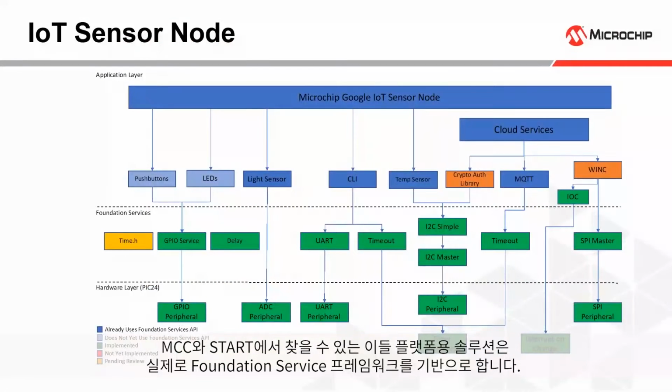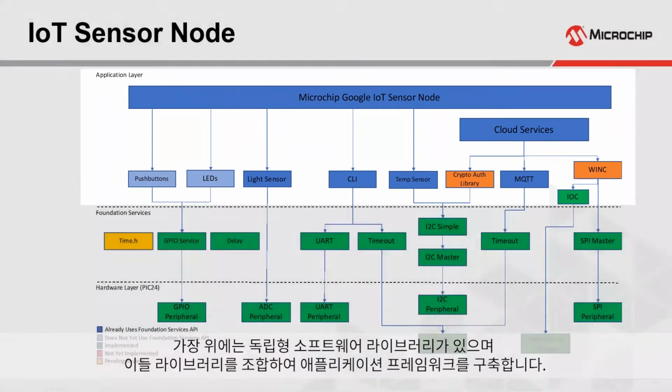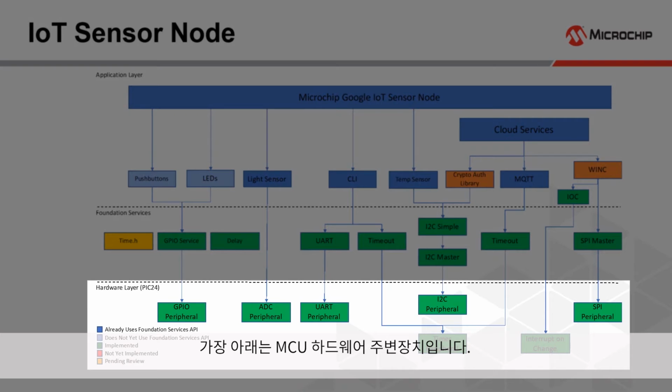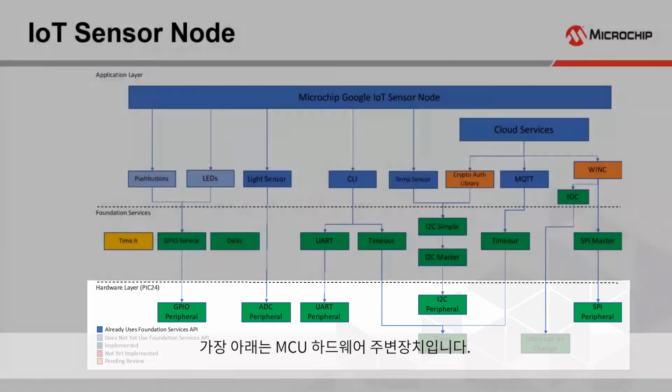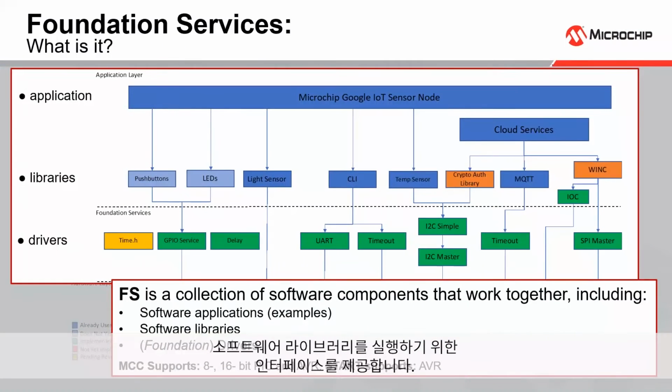the Foundation Services framework. So at the top here we have independent software libraries which are used together to build an application framework. At the bottom we have hardware peripherals on a specific microcontroller. In the middle, Foundation Services or Foundation drivers provide an interface for the software libraries to run on any of the supported microcontrollers in MCC. The 8 and 16-bit PICs as well as AVR, and also there's a version which supports AVR in Atmel Start.